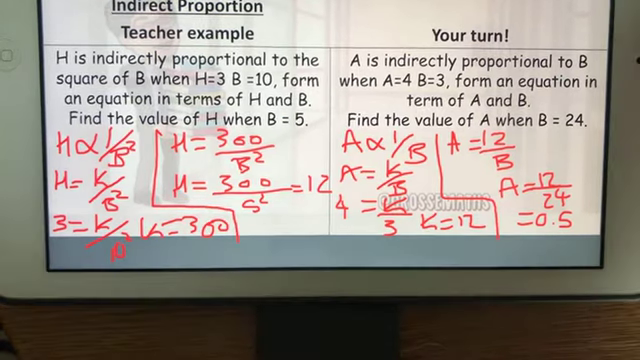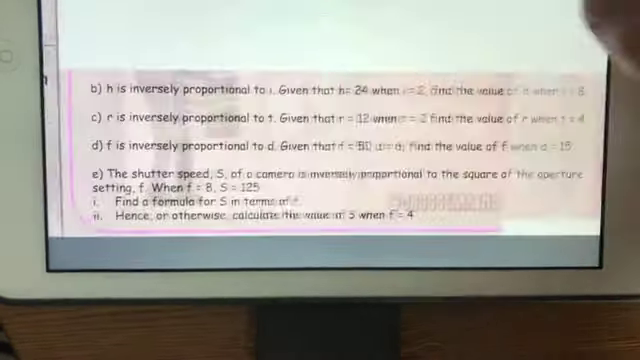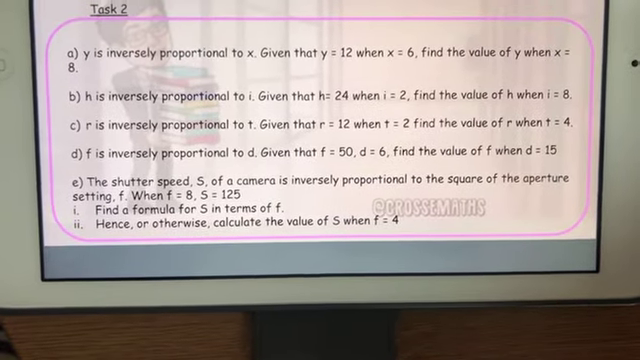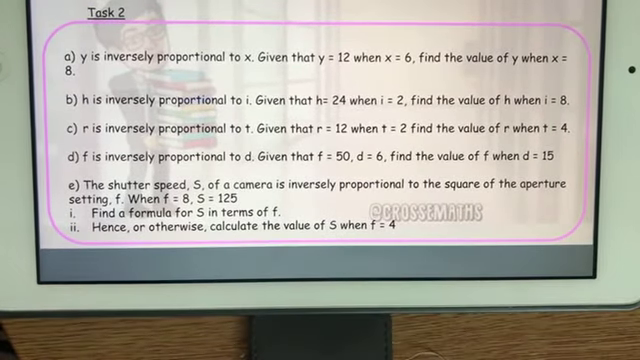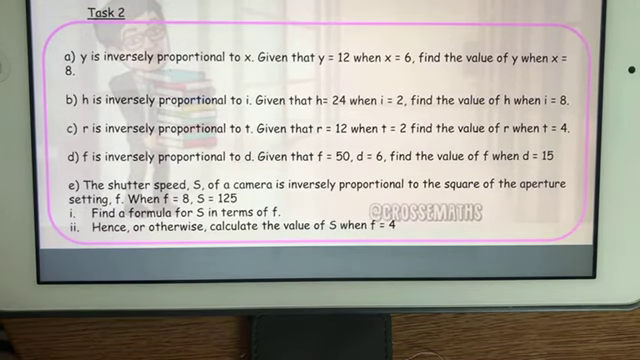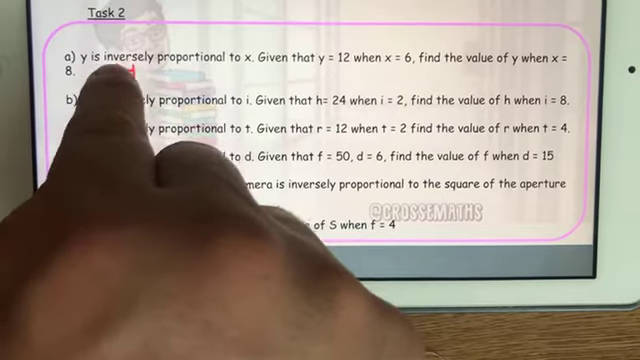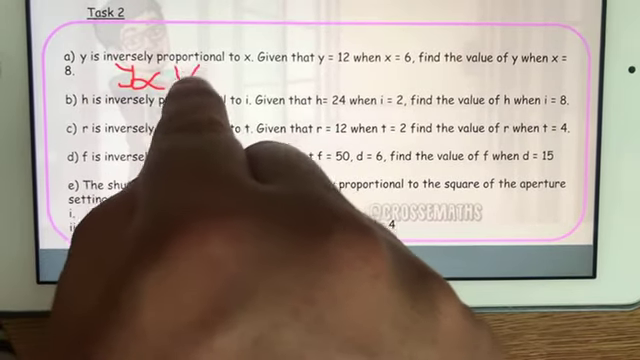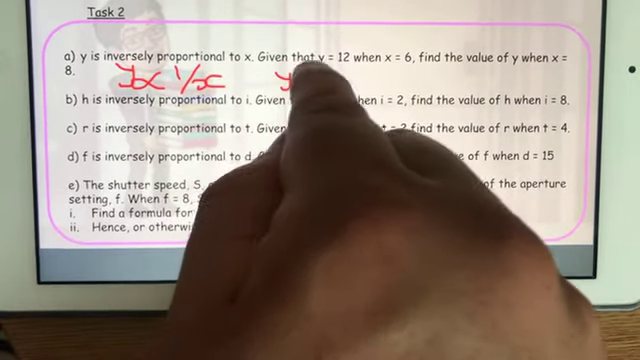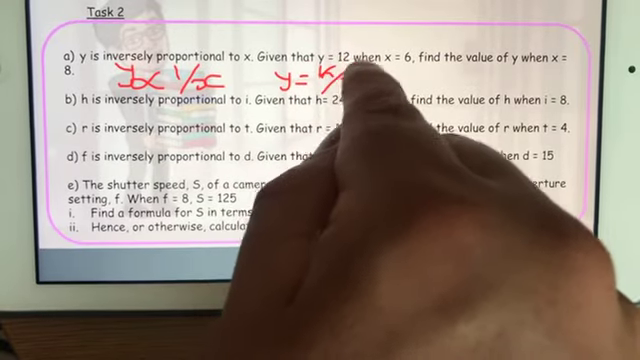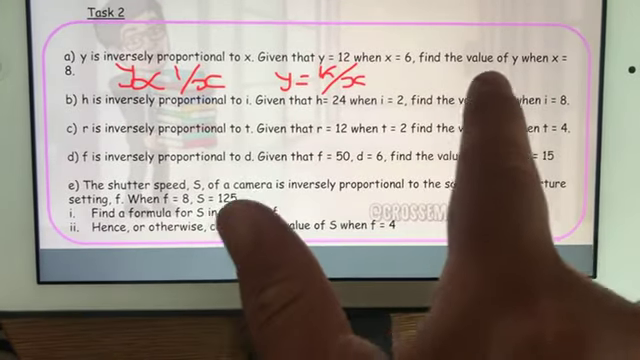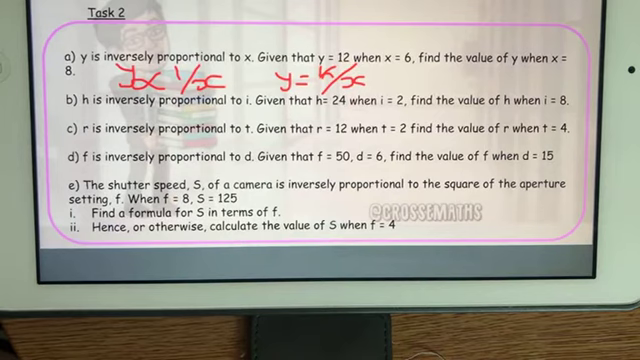Right, guys, have a go at some questions for me. And then have a go at those. And then when we're done with those, I will go through a GCSE question. We'll have a go at a GCSE one to finish. So the first one, it'll look like y is inversely proportional to x. Y equals K over x. And you've got to go from there and find the value of y when x equals 8. I've started you off.